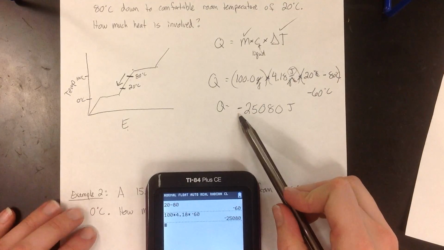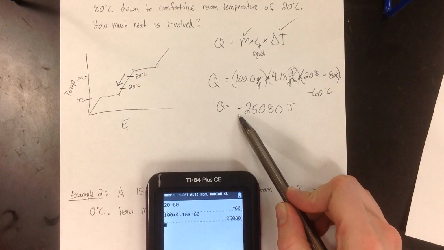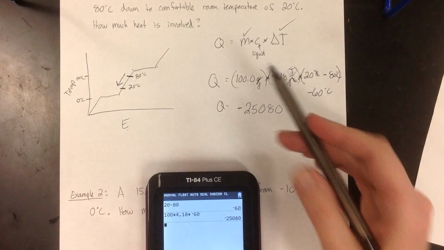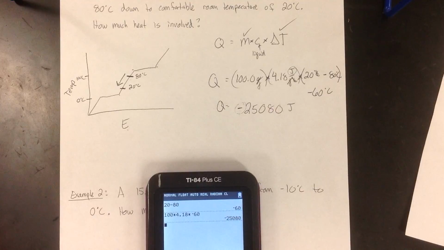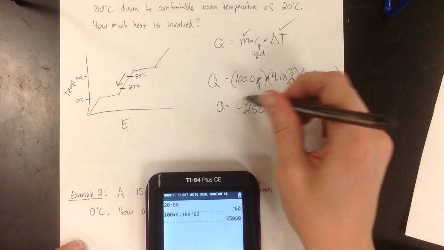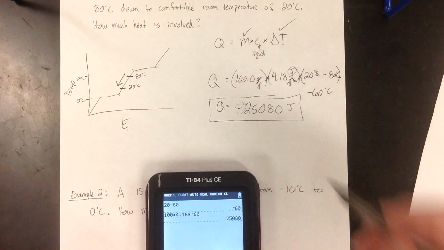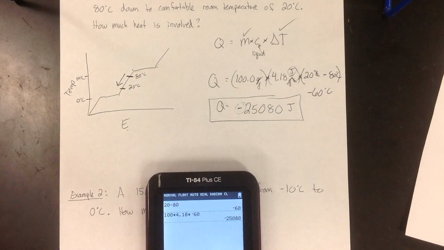Now, what does this negative mean? How can I have a negative amount of heat? This negative number is referring to my heat being released from my system. So it's coming out of my system, this being an exothermic process. Because heat is released, I'm getting rid of my heat in my substance in order for it to cool down. And that's my answer.